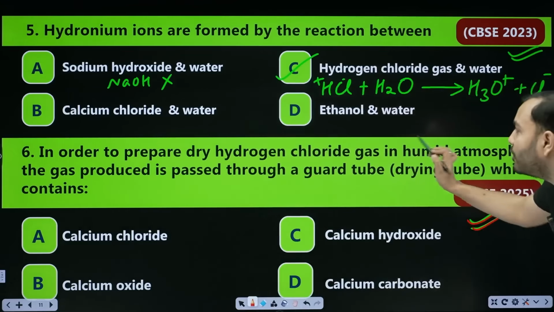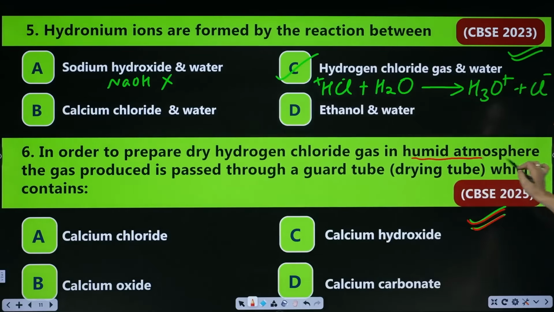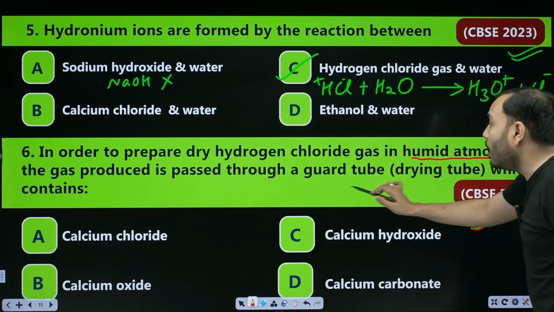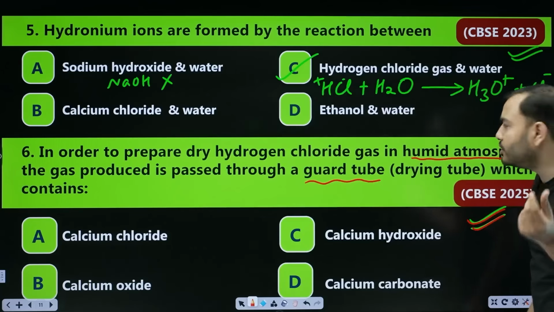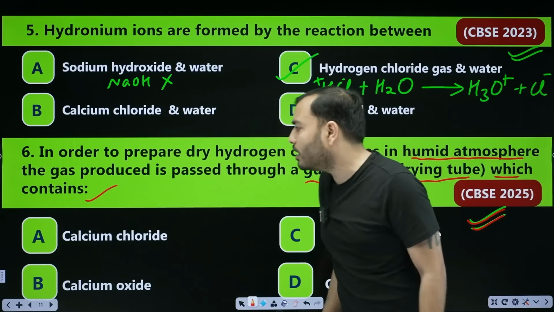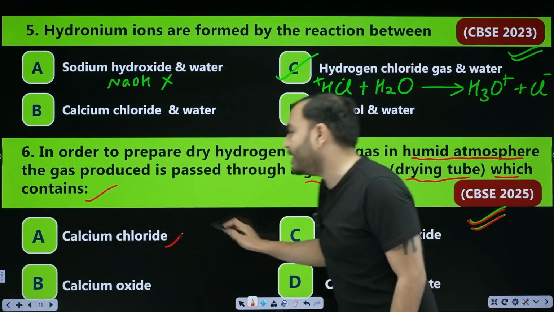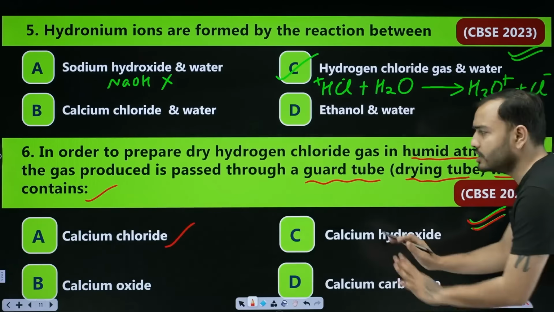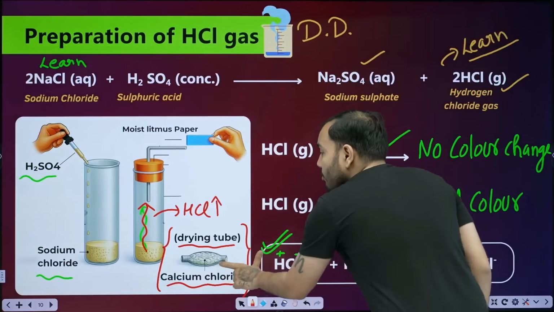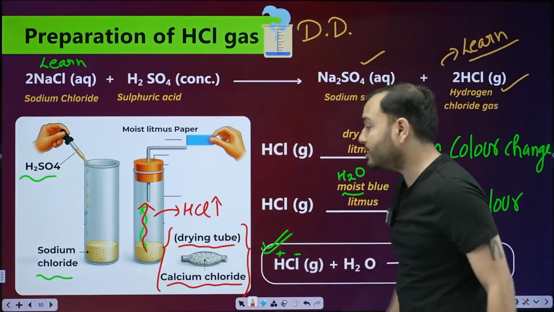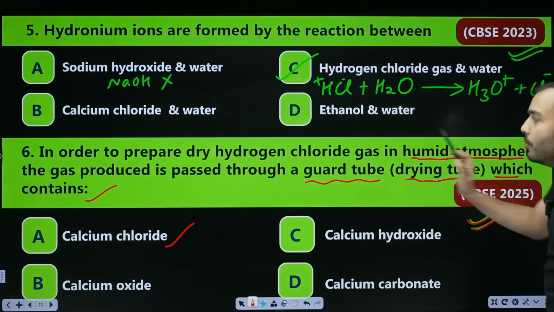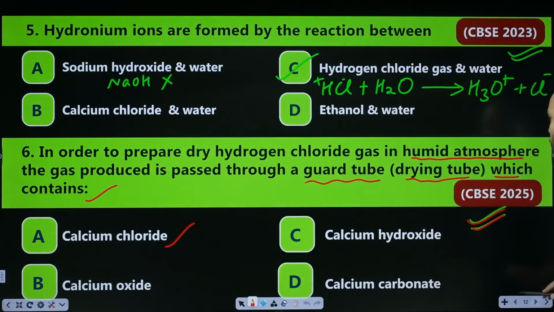In order to prepare dry hydrogen chloride gas in a humid atmosphere, they are saying that the atmosphere is humid. The gas produced is passed through a drying tube, which contains, what would it contain? CaCl2, calcium chloride. We got it? Not calcium hydroxide, not calcium oxide. We pass it through a drying tube, and in there is calcium chloride. What is it for? So we can dry the HCl up. Very good. Let's go.